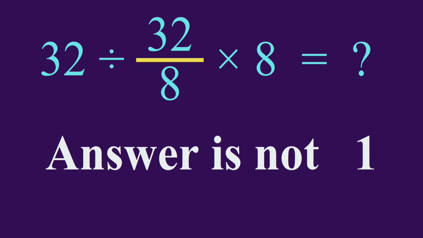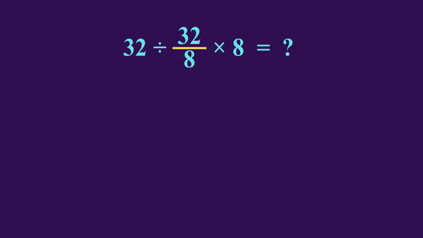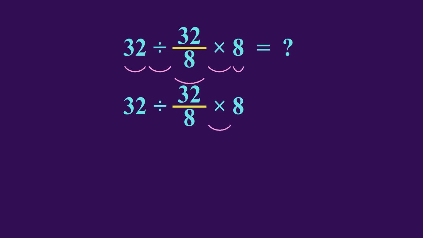In this recorded video, our goal is to determine the numerical value of this statement: 32 divided by 32 over 8, then times 8. First we do this multiplication, 32 over 8 times 8. We can easily cancel this 8 and this 8. So here we have this 32 only, and 32 divided by 32 equals 1.